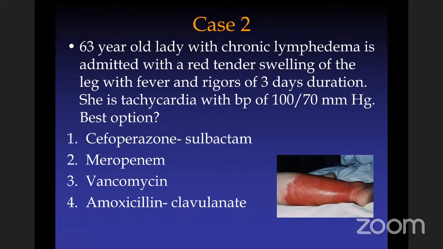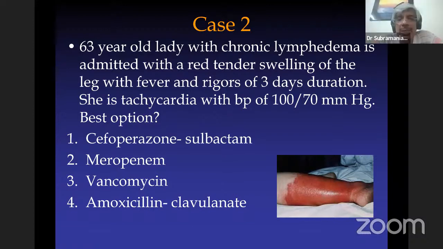So the other situation that I'm going to talk about is a patient who has chronic lymphedema. As you can see, this patient has a tender red leg swelling with fever and dry cough. Patient is tachycardic, blood pressure slightly on the lower side. As you can see, it's a nice red, swollen, and very, very shiny leg. So the question is, what do you want to use? Cefoperazone-sulbactam, meropenem, vancomycin, amoxiclav, all choices that are often used.